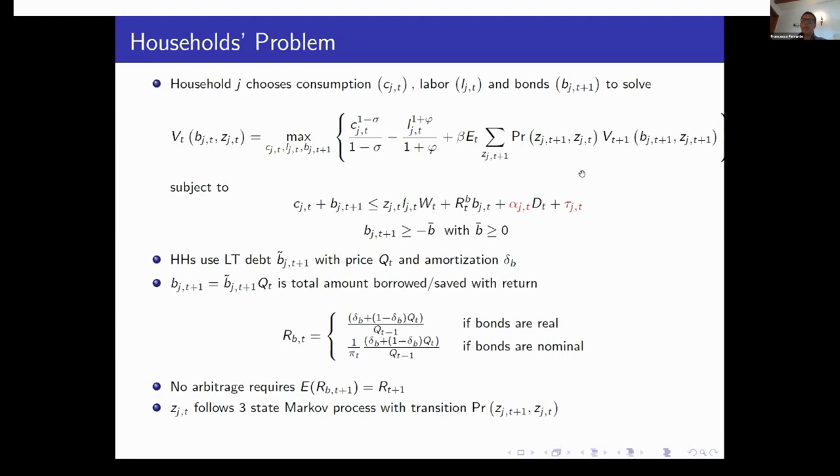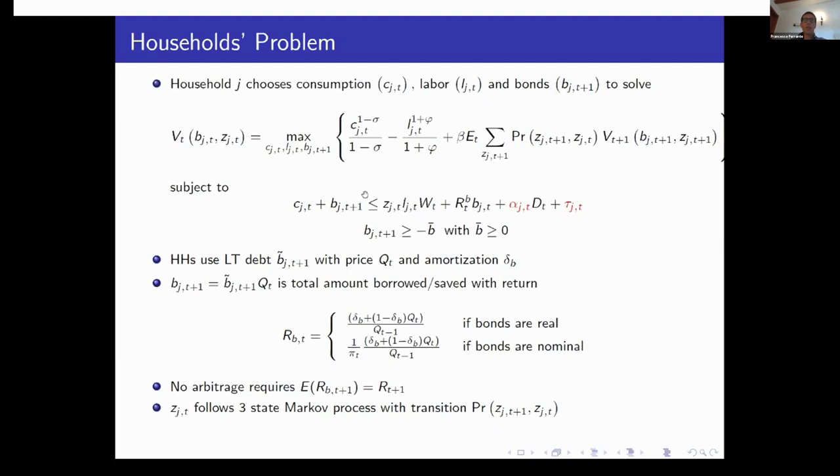And then there are taxes, but in our calibration, taxes are going to be equal to zero, so they don't really matter. And again, as is standard in these models, households face a borrowing constraint. So the total amount they borrow has to be greater or equal than an amount B bar. One of the main differences compared to the MNS paper is that we assume that debt is long-term. So households can issue, or save in, long-term debt, B tilde, with a price Q.